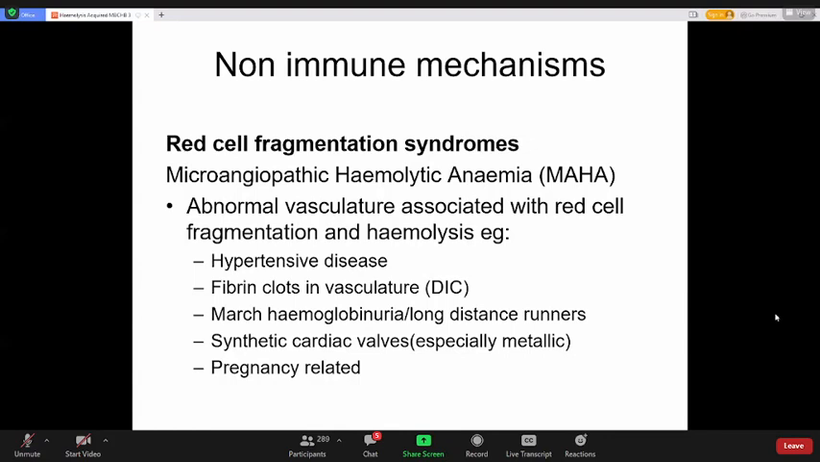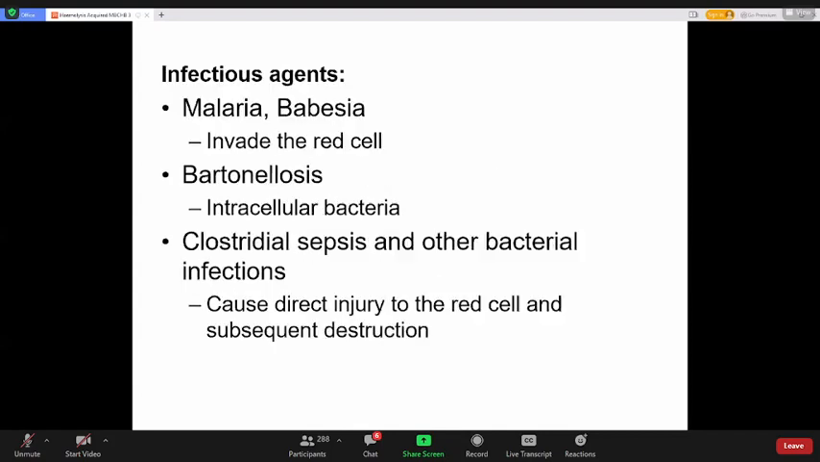So those are some of the examples of microangiopathic or red cell fragmentation syndromes, and these are non-immune related hemolysis.